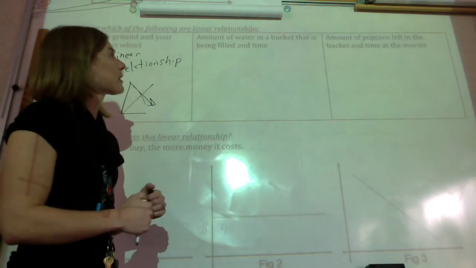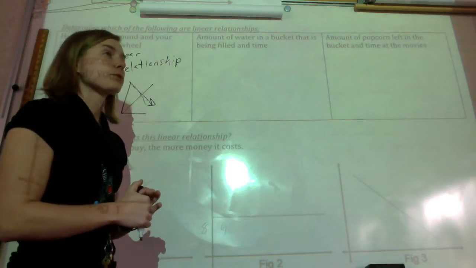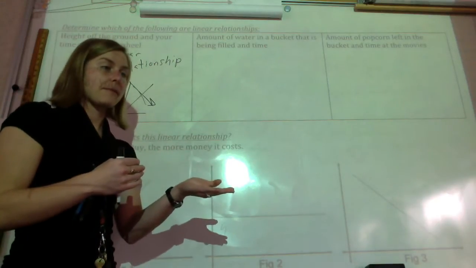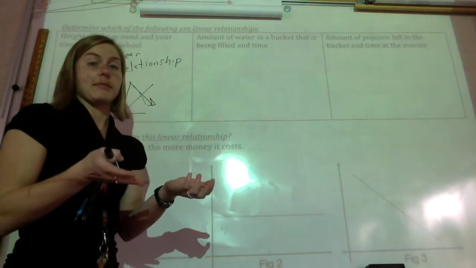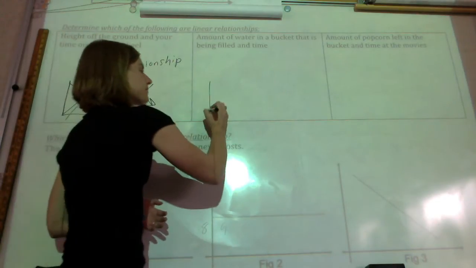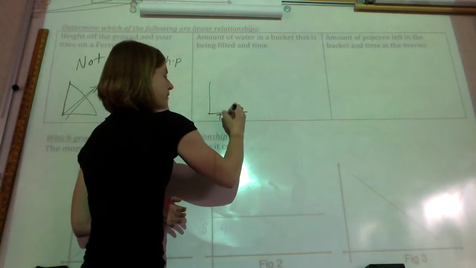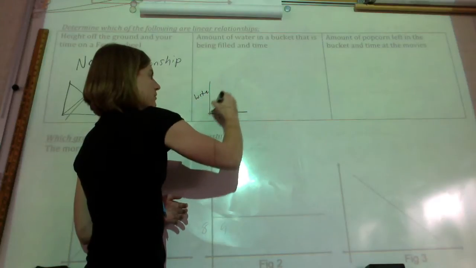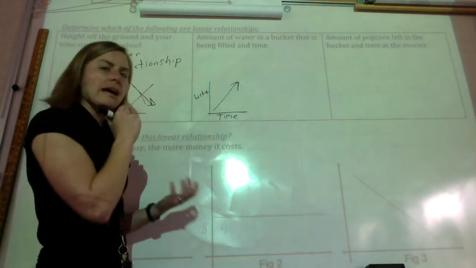Amount of water in a bucket that is being filled and time. So we're trying to see if there is a correspondence between the amount of time that's happening and the amount of water in a bucket. So this bucket's being filled. So as time goes on, would I expect the amount of water to also go up? Yeah, actually that makes sense.